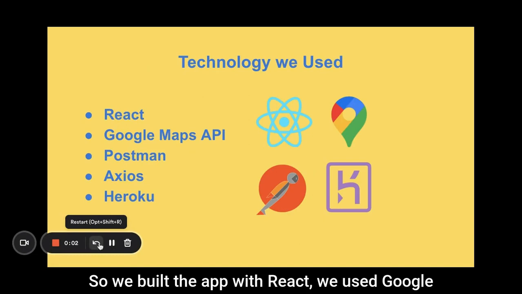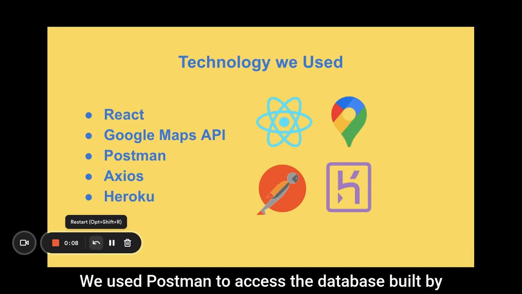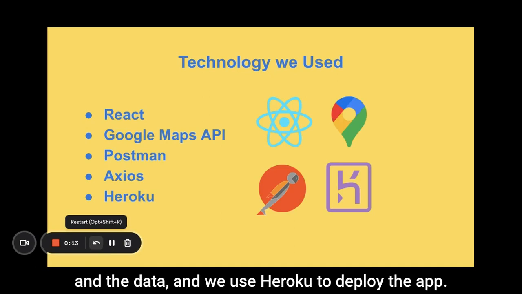So we built the app with React. We used Google Maps API for the map and directions functions. We used Postman to access the database built by the backend, Axios to handle the HTTP requests and the data, and we used Heroku to deploy the app.